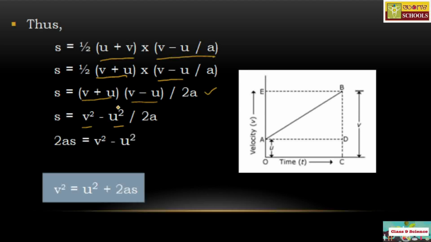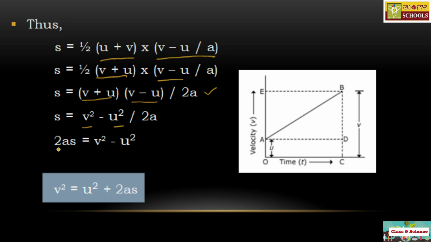So a plus b into a minus b, what does that kind of relation give you? a square minus b square. Similarly, you can write v square minus u square. So s is equal to v square minus u square divided by 2a, and hence sending this denominator 2a to the left hand side of the equation or expression.